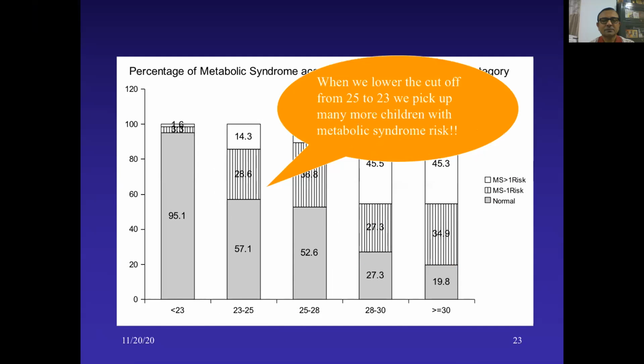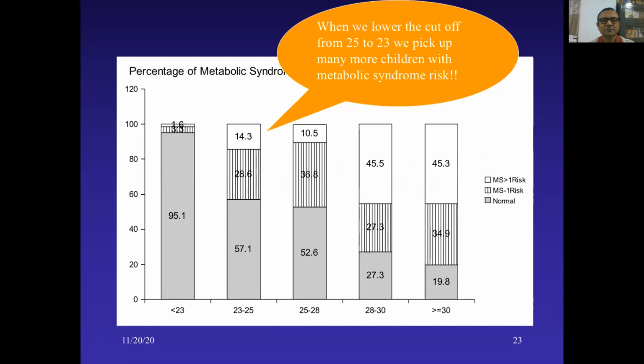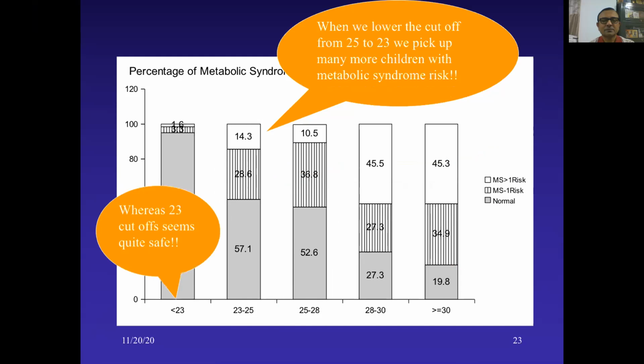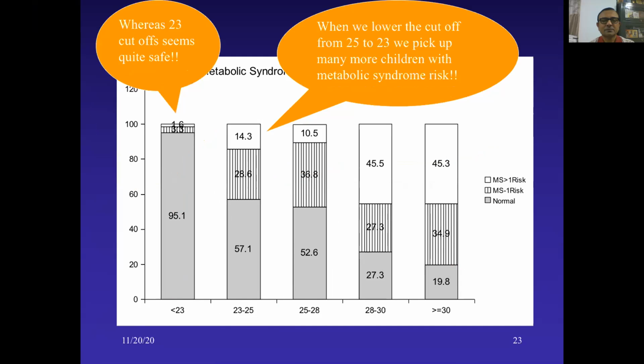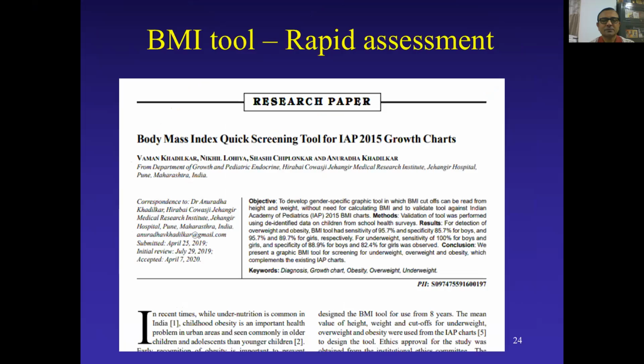So when we lower the cutoff from 25 to 23, we pick up many more children with metabolic syndrome risk factors. Therefore, the 23 cutoff seems quite safe for screening Indian children using the IAP charts. Now, this year we published this paper in Indian Pediatrics, Body Mass Index Quick Screening. We know pediatricians are very busy people, and we do not want them to calculate, because when we add a factor of calculation, it gets omitted.